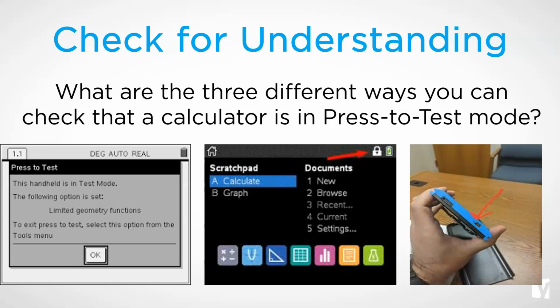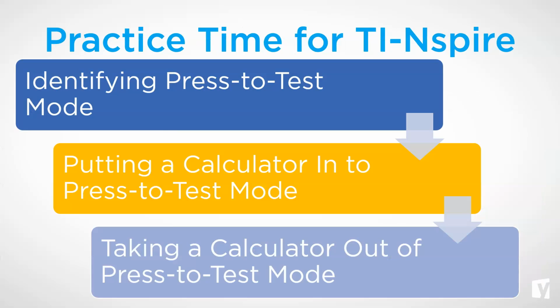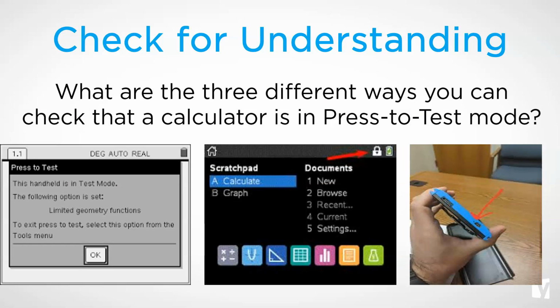Okay. When you first turn on the calculator, you'll see the message about press to test mode. Secondly, that lock in the top right-hand corner. And third, the blinking light. So, here we go.